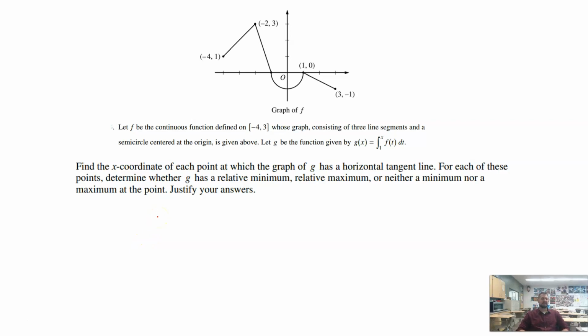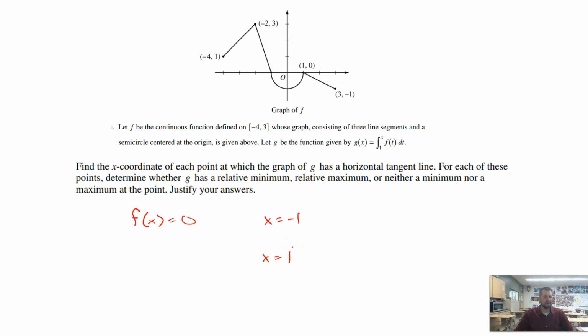Letter C wants to know, find the x-coordinate where the graph of g has a horizontal tangent line. Okay? Now that is where the derivative is equal to 0. That's where we have a horizontal tangent line. That's what that means. So what I'm looking for really is where f of x is equal to 0. Well, I can see two places that happens. That happens at x equals -1 and x equals +1.